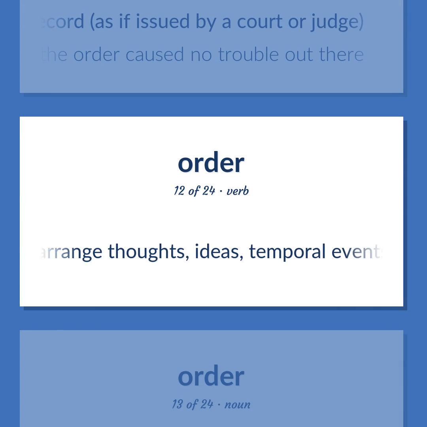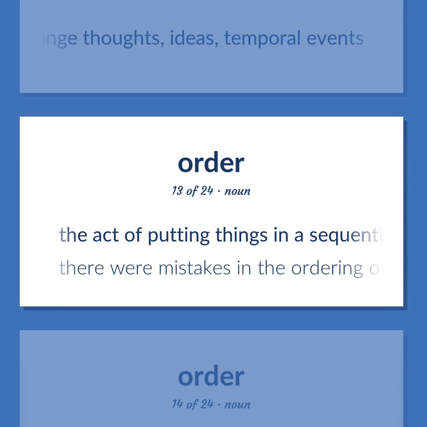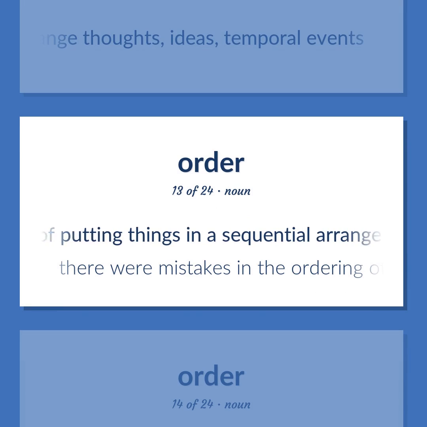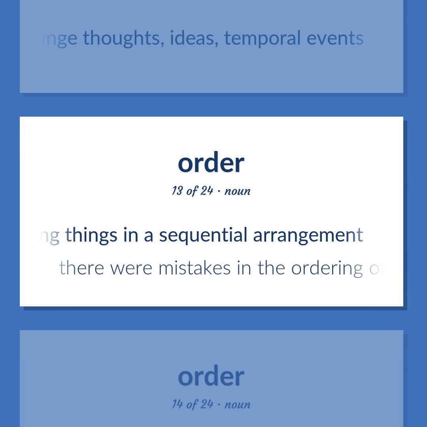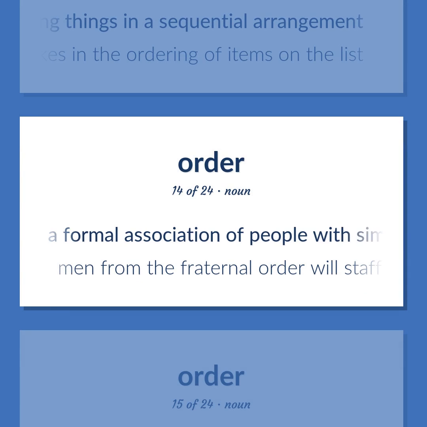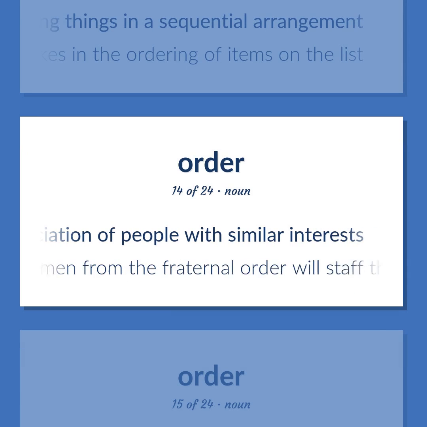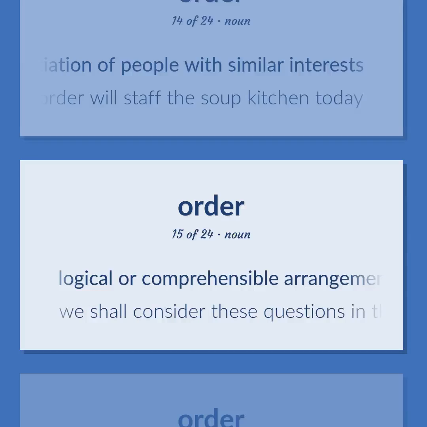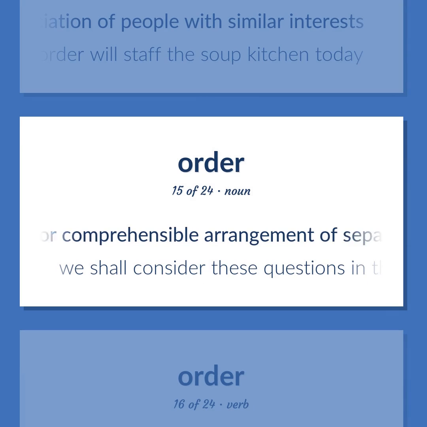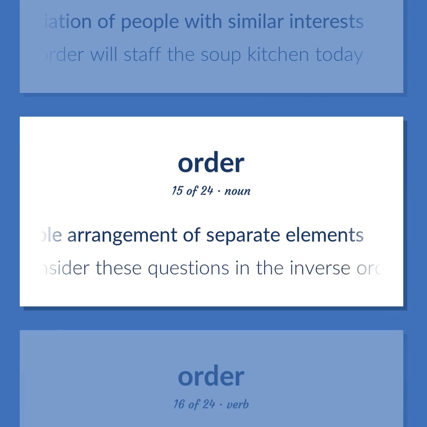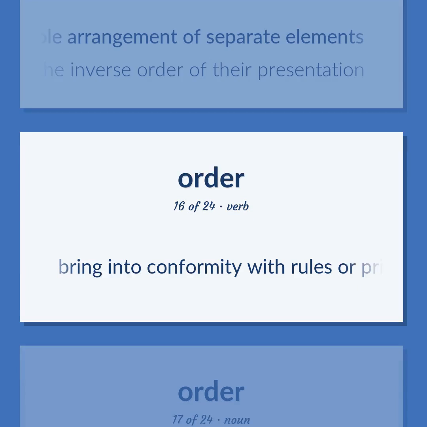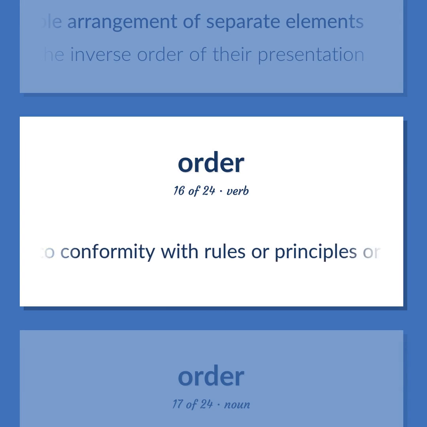Arrange thoughts, ideas, temporal events. The act of putting things in a sequential arrangement. There were mistakes in the ordering of items on the list. A formal association of people with similar interests. Men from the fraternal order will staff the soup kitchen today. Logical or comprehensible arrangement of separate elements. We shall consider these questions in the inverse order of their presentation. Bring into conformity with rules or principles or usage. Impose regulations.